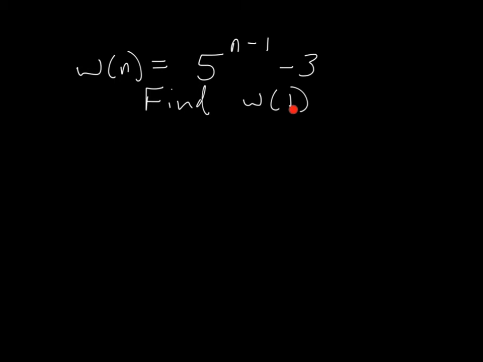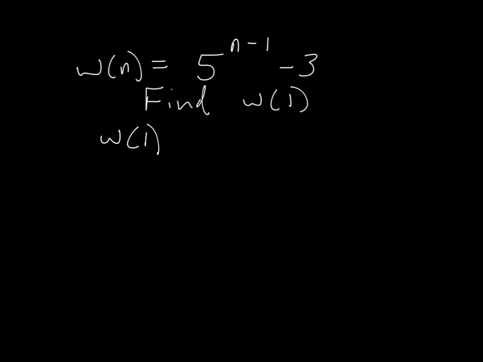Now all that means is to take 1. So instead of calling it w of n, we're calling it w of 1. We're basically taking a 1, putting it in for n. And all that's saying is plug 1 in for n here. This is kind of like the label for the function. But instead of it being generically called n, we're going to call it a 1. Then that means we're plugging a 1 in right here. So here we go. Something like this.